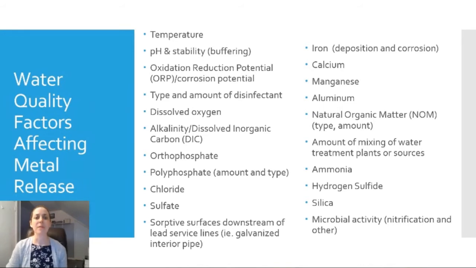The oxidation reduction potential, the alkalinity of the drinking water and its dissolved inorganic carbon, carbonate content, the levels of chloride and sulfate, and also if you happen to have a source water that's high in iron and manganese, these things can aggravate the current scales that are there and potentially act as sinks for metals such as lead and copper that then can be re-released. But all of these water quality factors and probably several more will impact metal release in a drinking water system.